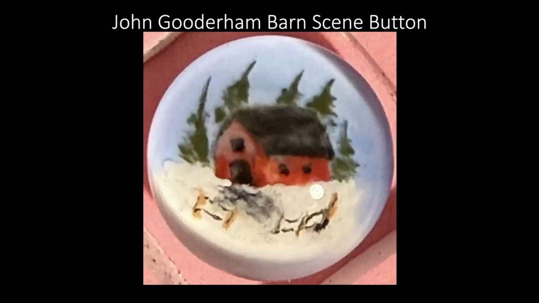Another Canadian artist, John Gooderham, was known for his miniature paperweights, his jewelry, and his buttons, like this one with a winter scene with a barn.